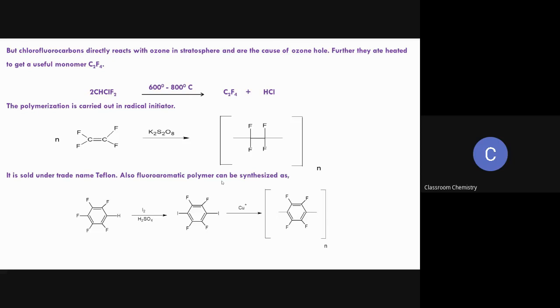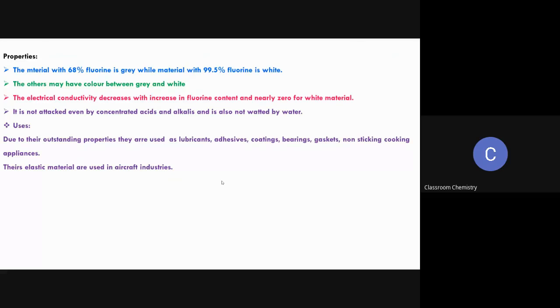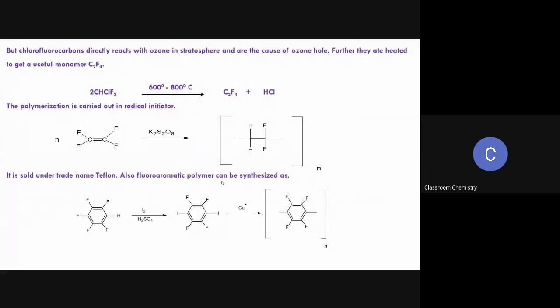Also, fluoro aromatic polymer can be synthesized. So all of you know that Teflon is a very stable material, and it is widely used for sealing reactions and making magnetic stirrers, all made up of this Teflon, and this Teflon is prepared from such a fluoro aromatic polymer. So that part we have seen in the last lecture.